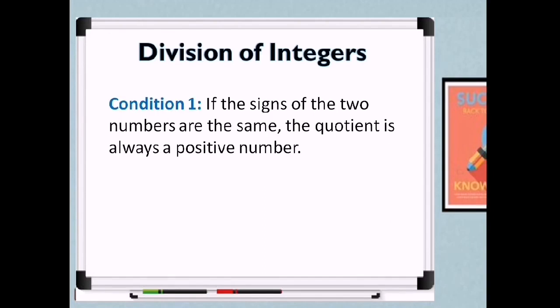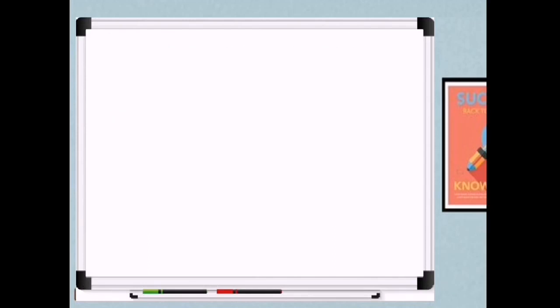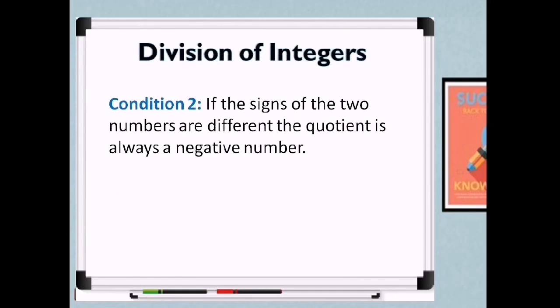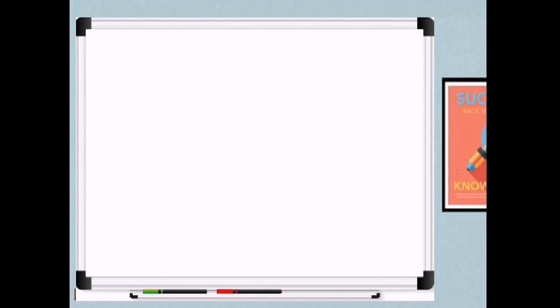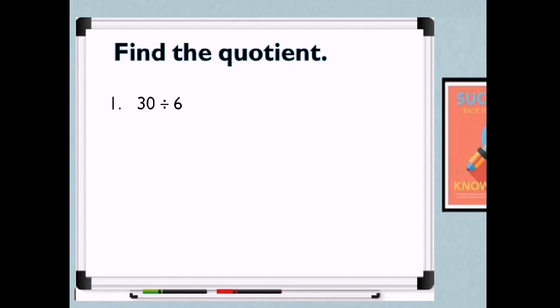Condition 1. If the signs of the two numbers are the same, the quotient is always a positive number. Kapag daw dinivide natin yung dalawang numbers na parehas ng sign, ang answer ay positive. Positive divided by positive, the answer is positive. Negative divided by negative, the answer is positive. For condition 2, if the signs of two numbers are different, the quotient is always a negative number. So just like the multiplication, when we divide two integers having different signs, the quotient is negative. So positive divided by negative is negative, at yung kabaliktaran rin niya, negative and positive.